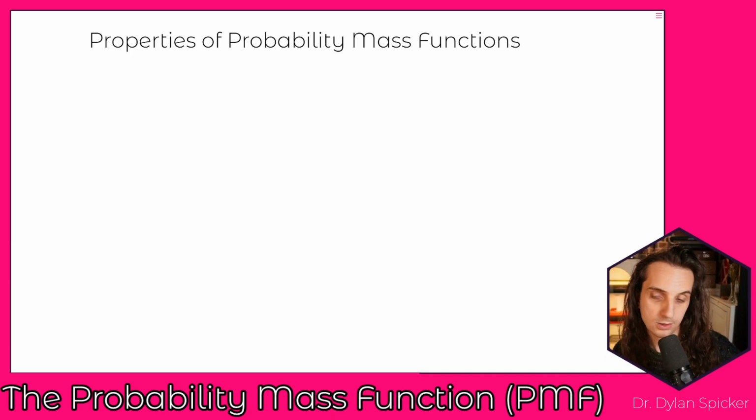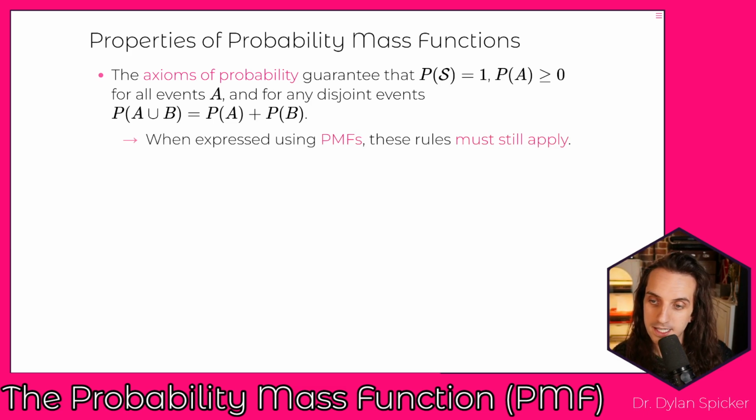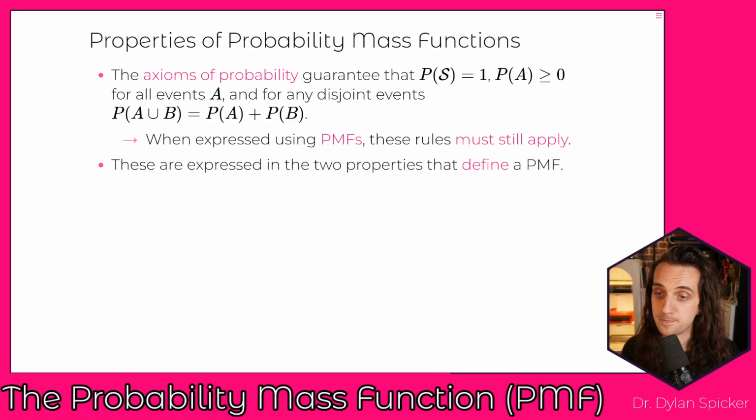Okay, so what has to be true about probability mass functions? What are the properties that we're thinking of? From our axioms of probability, we know that we have our unitary axiom, so the probability of the sample space is equal to 1. We have our non-negative axiom, so every probability has to be greater than or equal to 0. And we have additivity, so if we take disjoint events, the probability of their union has to be the sum of those probabilities. Now, if we express those using PMFs, these rules still have to apply. PMFs just talk about probabilities, and so all of the rules of probabilities have to apply to our PMFs as well. So we can take these axioms and fit them into two key properties that probability mass functions need to have.